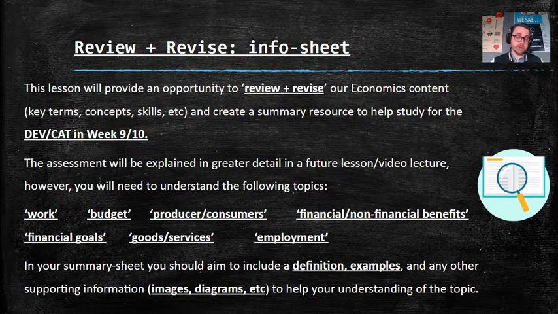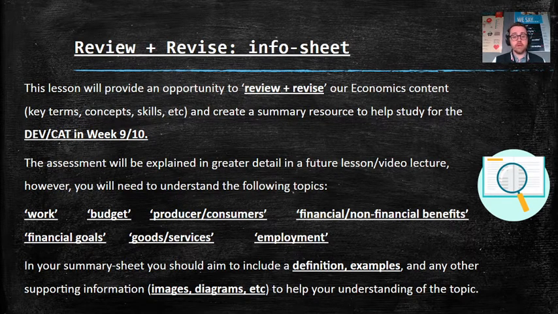Producers and consumers. So what is the difference between a consumer and a producer? What do they do? How do they interact? Financial and non-financial benefits. So that's part of why we work, is to earn an income. So financial benefits and then non-financial benefits. Financial goals. So short-term and long-term goals.